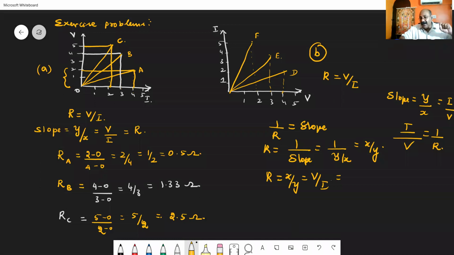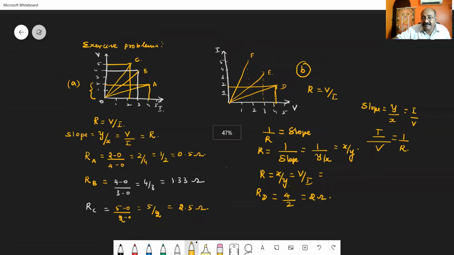அதனால தான் நான் மாத்தி போட்டுருக்கிறேன். 1 by slope is x by y. அப்ப x by y எவ்வளவுன்னு நீங்க கால்குலேட் பண்ணீங்கன்னா உங்களுக்கு V by I கிடைக்கும். I am taking the value for resistance RD, conductor D. When I am dropping a perpendicular from D, it is meeting at a point 4. When I am dropping a perpendicular to the y-axis, it is meeting at a point 2. Here I have to get x by y. So x is 4. What is y? Y-intercept is 2. So RD is equal to 2 ohm.